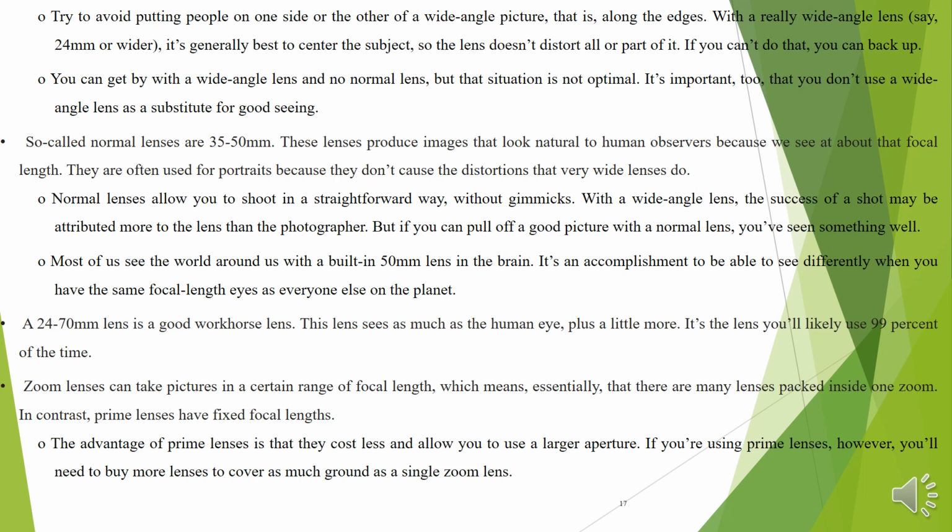Alright, next is try to avoid putting people on one side or the other of a wide angle picture. That is along the edges with a really wide angle lens, say 24 mm or wider. It's generally best to center the subject so the lens does not distort all or part of it. If you can't do that, you can back up.